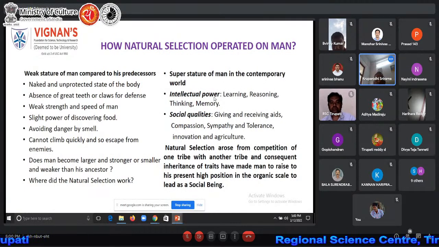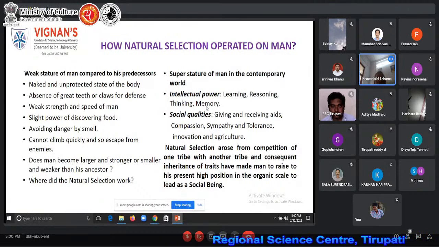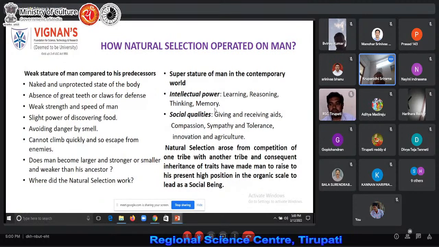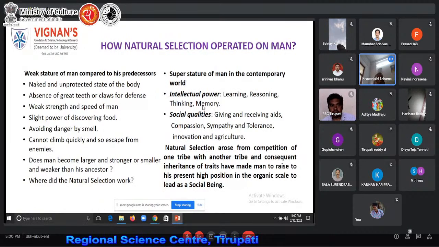Intellectual power. The intellectual power is learning, reasoning, thinking, and memory. This is where natural selection operated on man. Learning, reasoning, thinking, and memory. All this is made possible because we also have a long gestation period of nearly 9 months.